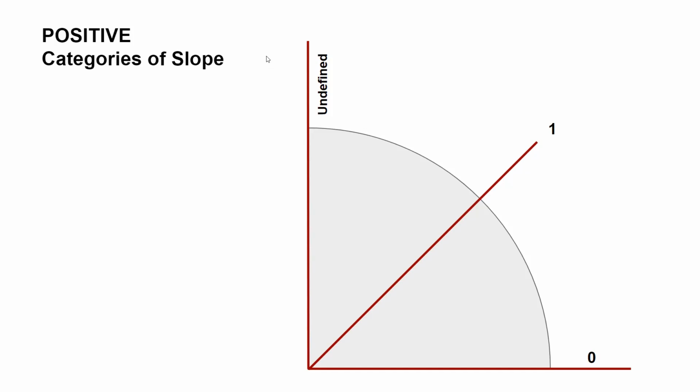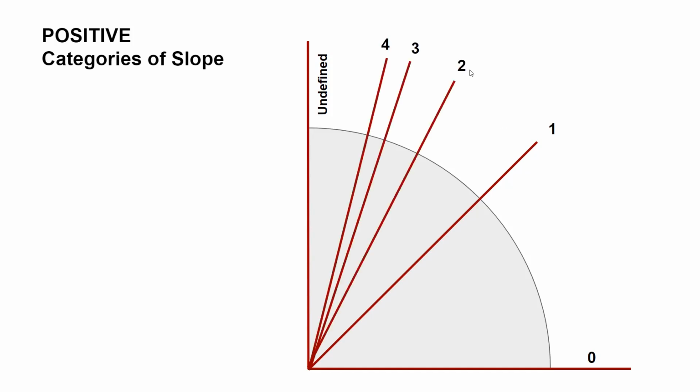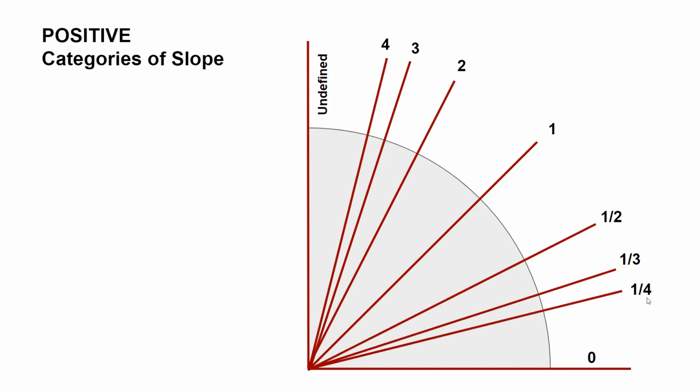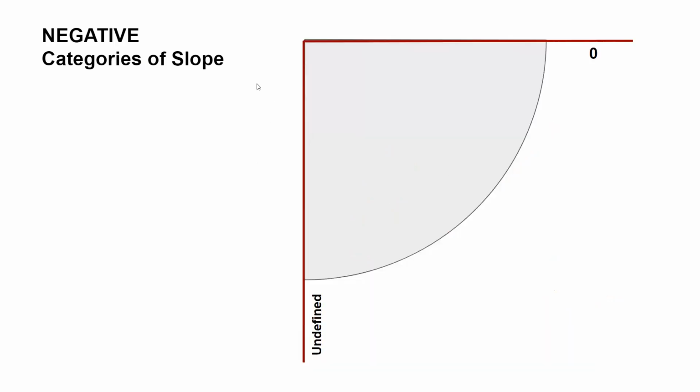Now let me add some of those other kinds of slopes that we've run into in problems. Slopes of 2 or 3 or 4. Those are the exact steepness of those slopes, and you can see where they're located between 1 and undefined. Down here, we have slopes of 1/4 and 1/3 and 1/2, and I could add other slopes to this region, but these are kind of the common ones that we run into. So this covers all of the positive slopes.